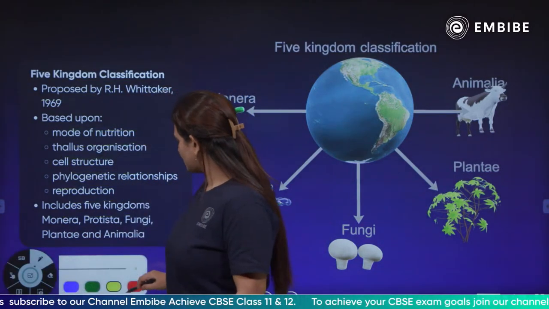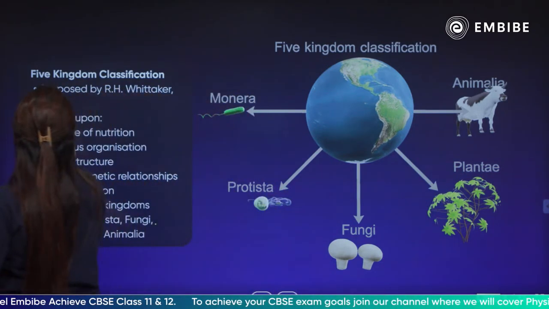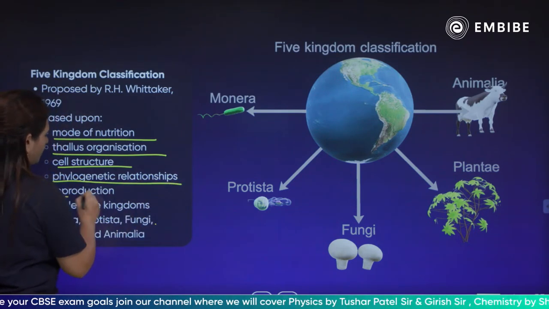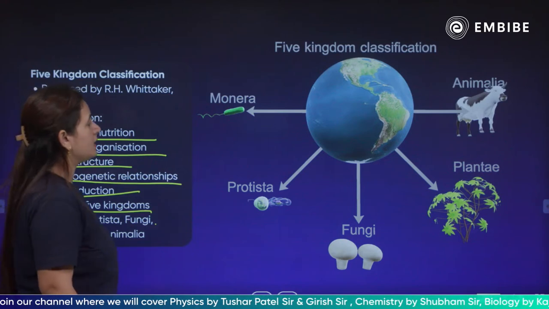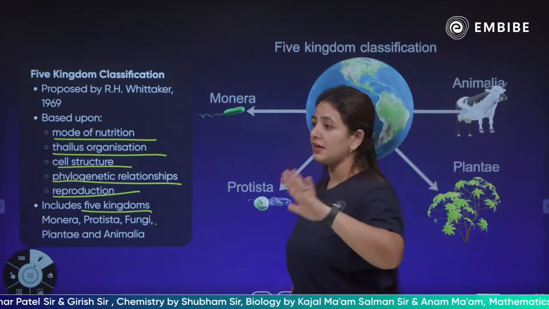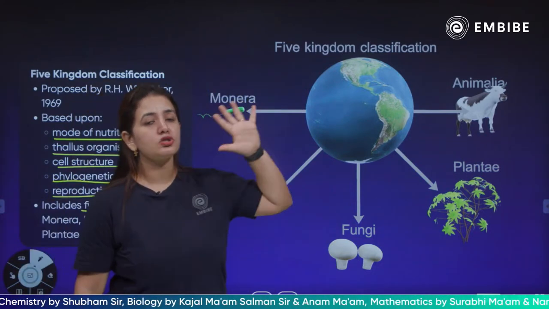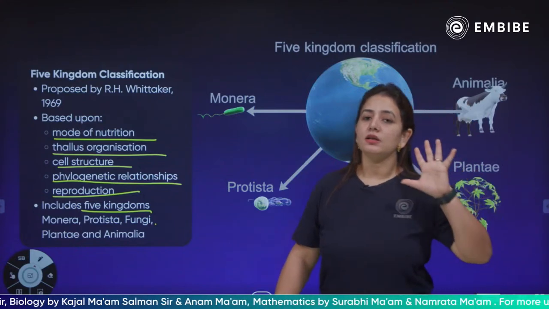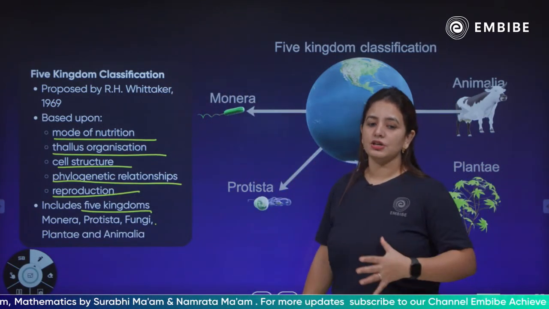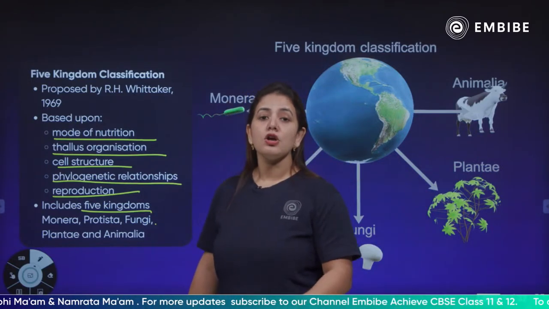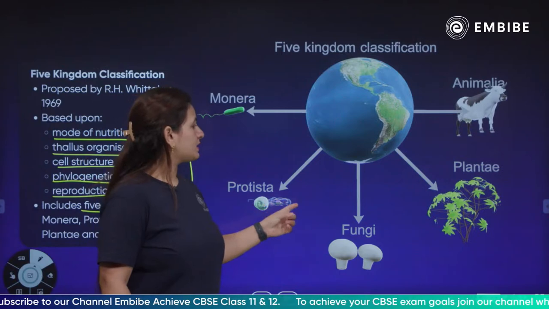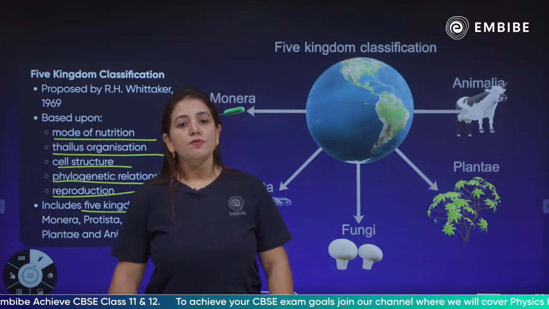Talking about the five kingdom classification, children, it was based upon the mode of nutrition, thallus organization, cell structure, phylogenetic relationship, and reproduction. It includes five kingdoms: Monera, Protista, Fungi, Plantae, Animalia. All these five kingdoms were classified, and that is the reason the five kingdom classification was so widely accepted, because everything was considered: the mode of nutrition, the thallus organization, the cell structure, the phylogenetic relationship, and of course the reproduction. So considering all these factors, the five kingdom classification came into existence, which was proposed by Whittaker.